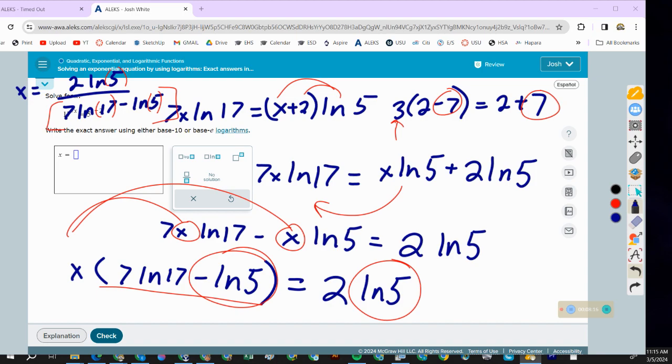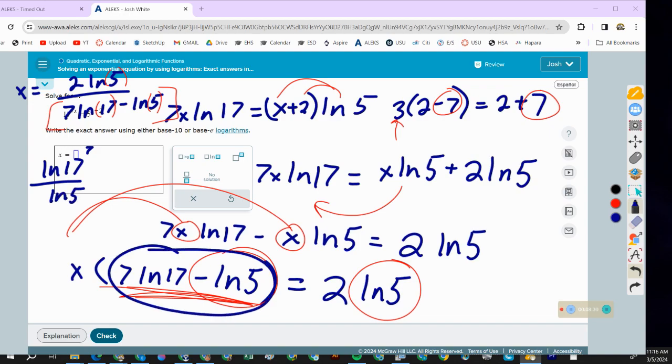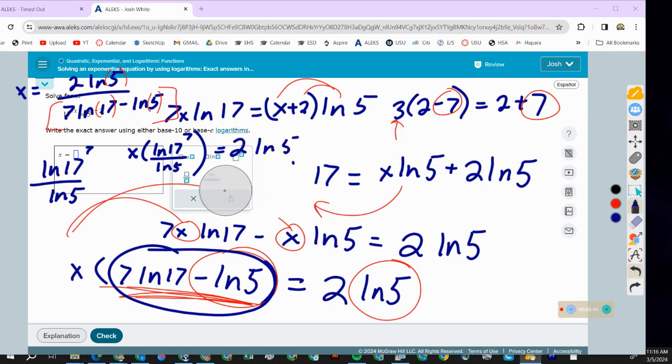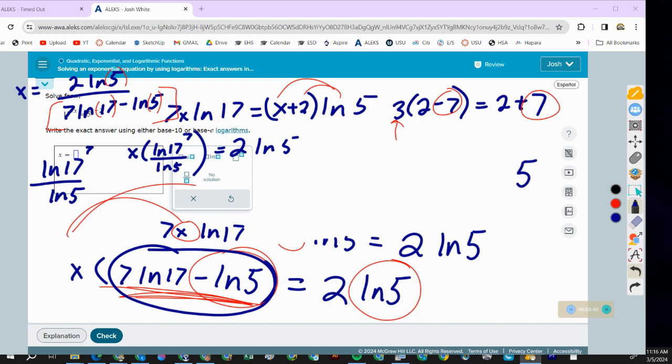So there is a way to simplify this. So this right here can be written as the ln 17 to the 7th over the ln of 5. So if you want to, you can use the product and quotient rules, in which case we would have x times the ln of 17 to the 7th divided by the ln of 5. And that's equal to 2 ln 5. And then when we divide, we just multiply by the reciprocal. So that's times the ln of 5 over the ln of 17 to the 7th.